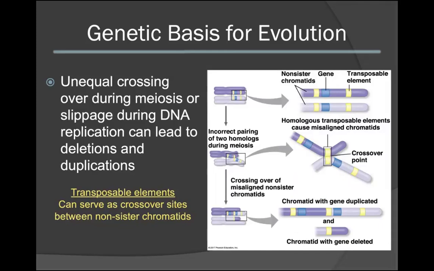Unequal crossing over may occur during meiosis or slippage during DNA replication, which can lead to deletions and duplications within the genome. We've typically seen that during meiosis, homologous chromosomes pair up to form a tetrad. However, incorrect pairing of two homologous chromosomes may occur. This may cause crossing over of misaligned non-sister chromatids. Many times, these transposable elements can serve as crossover sites between these non-sister chromatids, allowing for easier exchange of genetic information between non-homologous chromosomes.